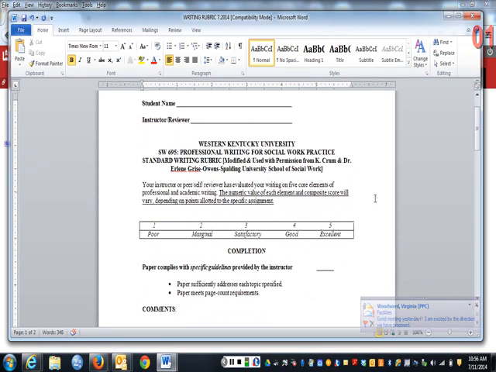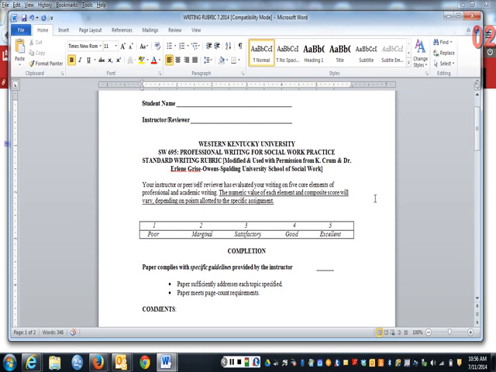So at the top you'll notice there's student name, instructor, reviewer name, and it talks about our university. We have actually developed this rubric. It is modified from one Dr. Kroom and Dr. Grice Owens have utilized. Dr. Grice Owens was our consultant on this project, and she has done quite a bit of research into social work writing. So in an effort to improve ourselves in our evidence-based practice, we sought out the help of an expert, which is something you should do at times for yourself as well.